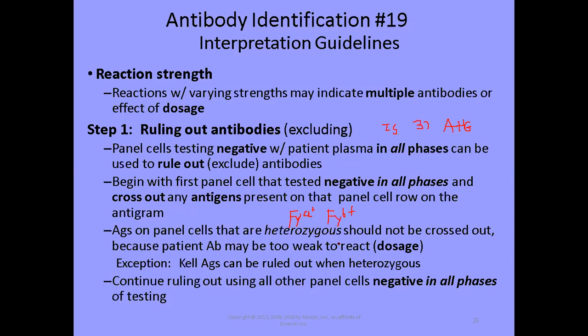So we do want to consider dosage, and I think when we go through an example, that's going to make sense as well. There is an exception to the rule that we don't have to worry about dosage with, and these are the KEL antigens. They can be ruled out when they're heterozygous because they're really not affected by dosage. So we're going to continue doing this same process only for panel cells that have tested negative in all phases of testing.